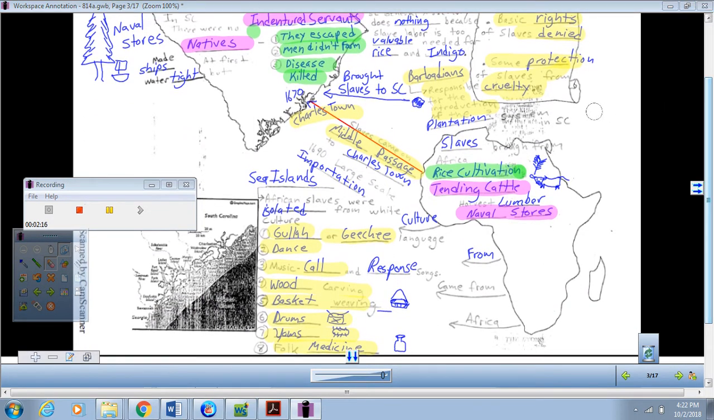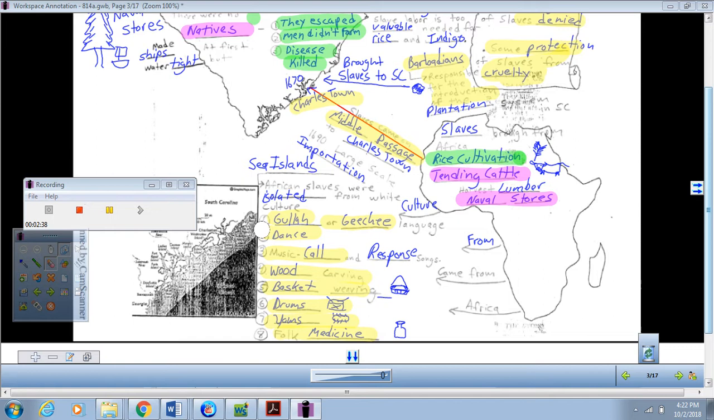The rest of the slaves that came to the Carolinas would come on the Middle Passage, the journey from Africa to the Americas. And most of the slaves that arrived in South Carolina arrived through the port of Charlestown. The slaves would bring pieces of culture from Africa, which included their Gullah or Geechee language, dance, the call and response songs, wood carving, basket weaving, drums, some of the food that they ate in Africa, yams, and their folk medicine. They also brought knowledge of rice cultivation, which would be South Carolina's first cash crop, and the knowledge to cultivate rice came from slaves.